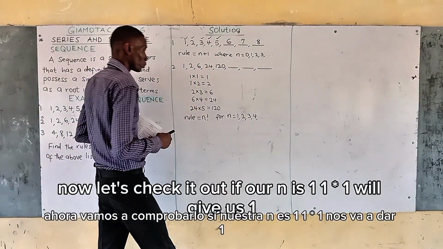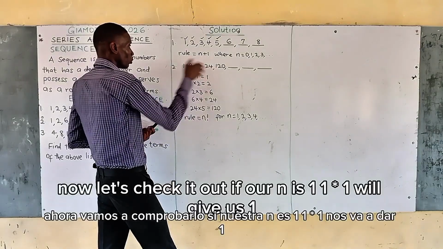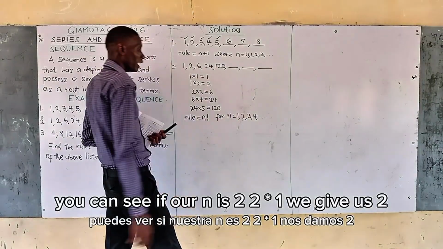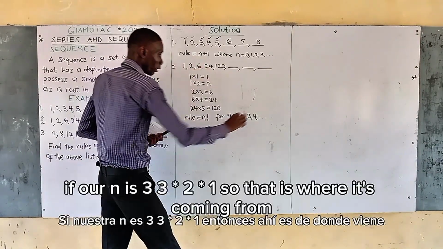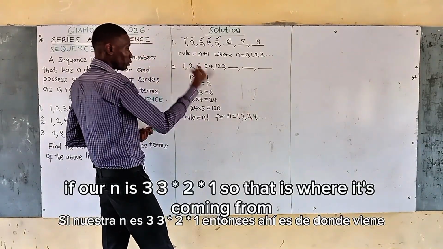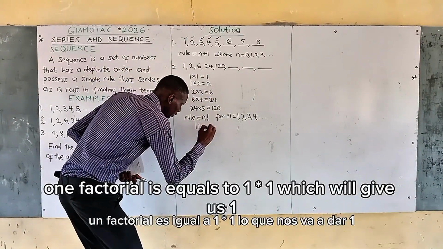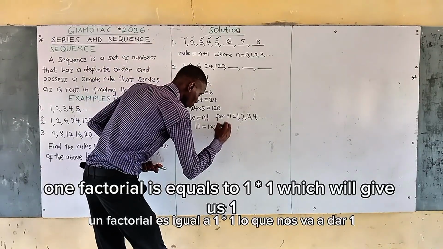Now let's check it out. If our n is 1, 1 times 1 will give us 1. The answer is straightforward. You can see. If our n is 2, 2 times 1 will give us 2. If our n is 3, 3 times 2 times 1. So that is where it's coming from. 1 factorial is equal to 1 times 1, which will give us 1.